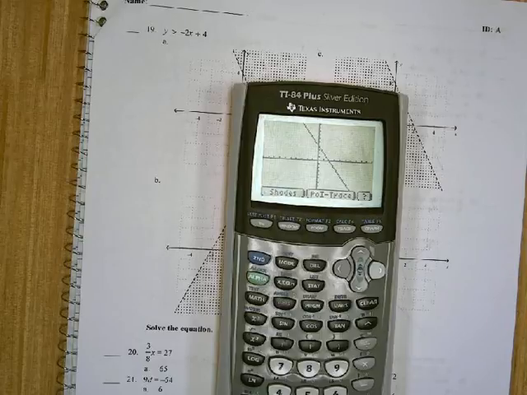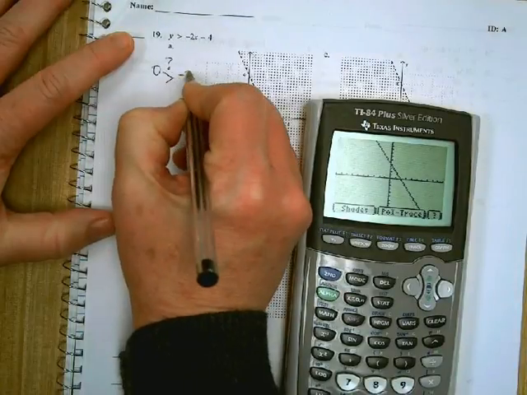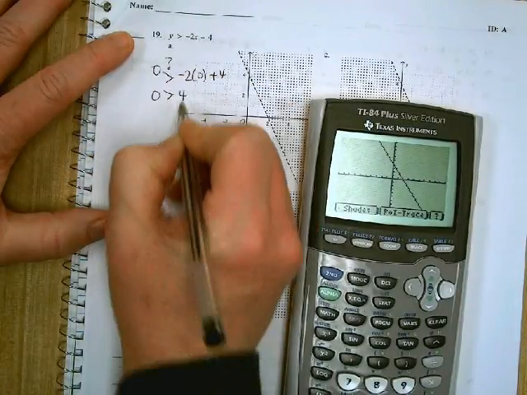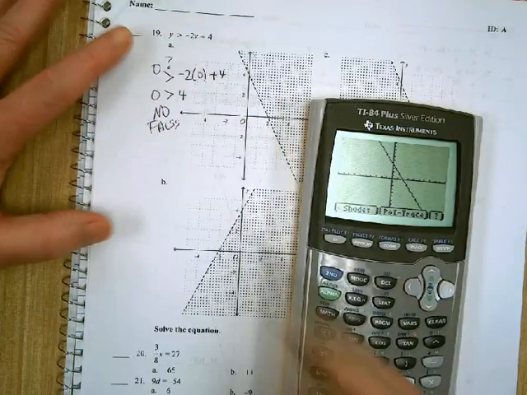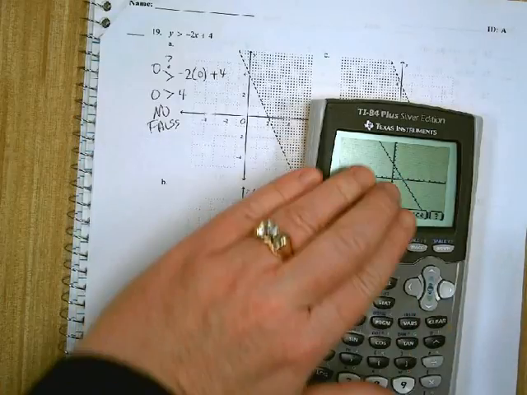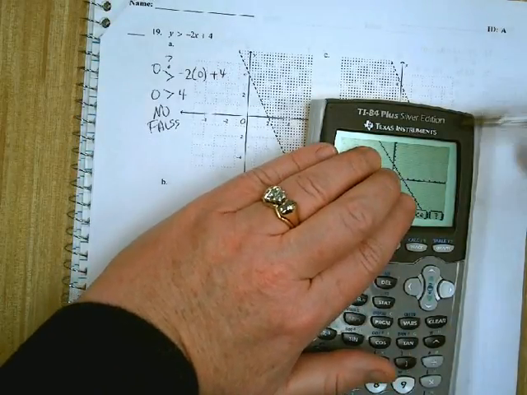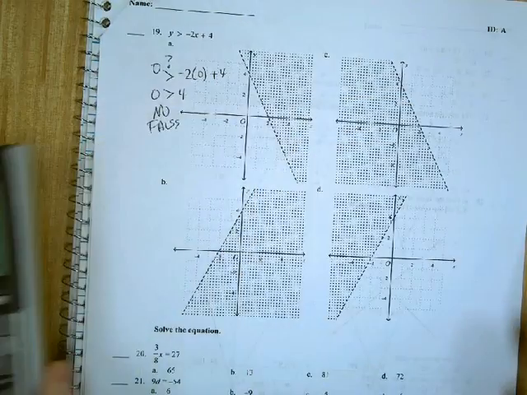0, 0. So is 0 really greater than -2 times 0 plus 4? Is 0 really greater than 4? No. That's false. So on this graph, this is the side that contains 0, 0, and it's false. So you don't shade it. You shade this side. And there's only one graph with that side shaded.